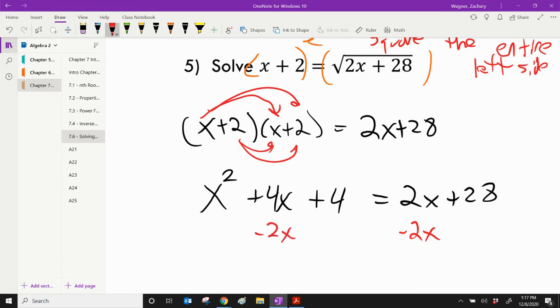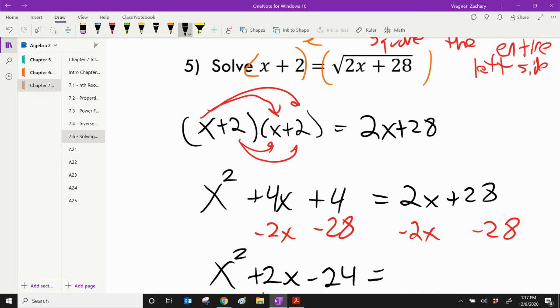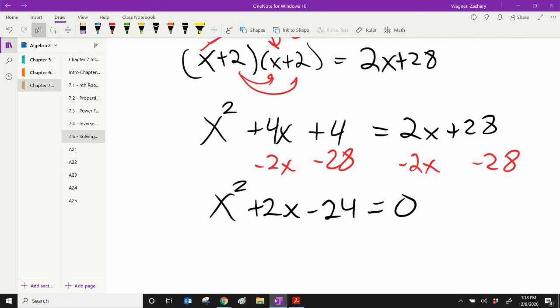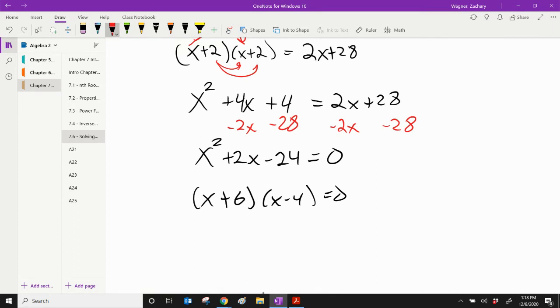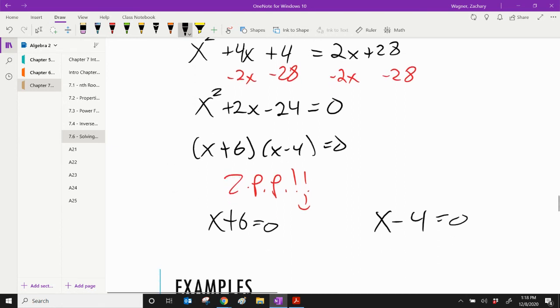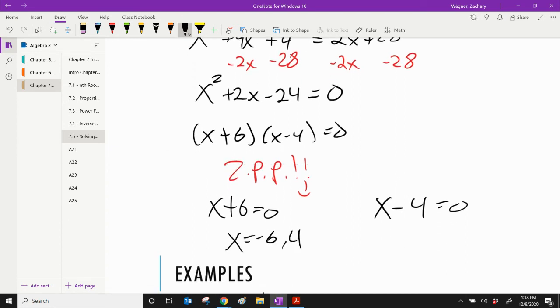Subtract 2x from here, and subtract 28. What we're going to get: x squared, 4x minus 2x is 2x, 4 minus 28 is minus 24 equals 0. What two numbers multiply to negative 24 and add to positive 2? That's going to be x plus 6 and x minus 4. Time to use ZPP. We get two solutions. X plus 6 is 0. X minus 4 is 0. X equals negative 6, comma, positive 4.